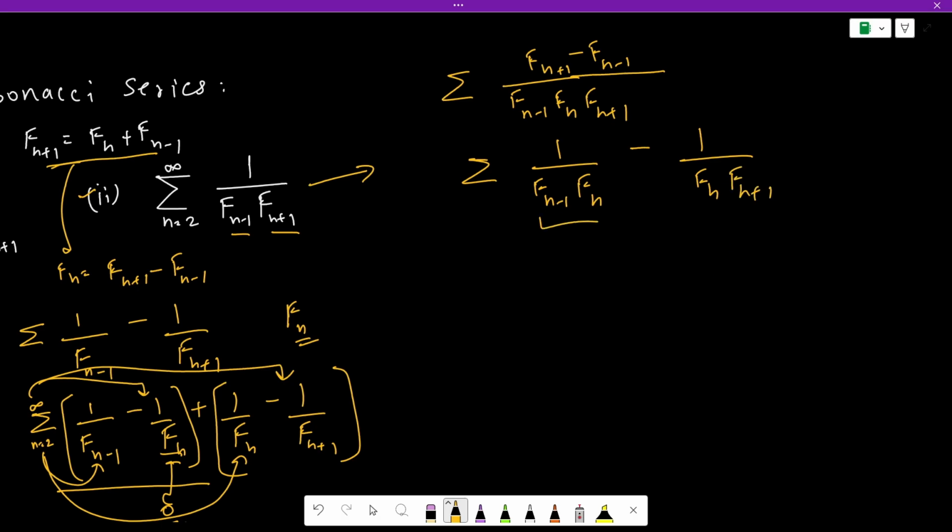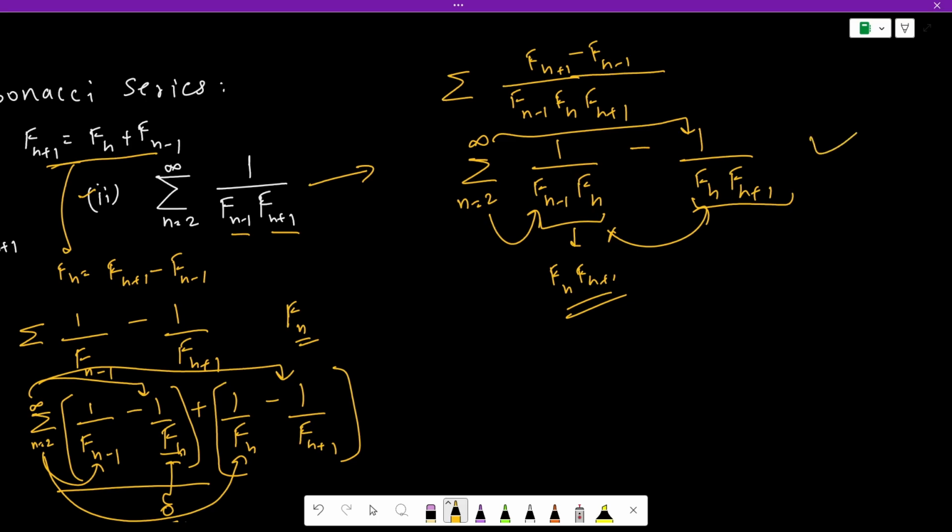Now here as you can see, if you put n plus 1 here, we will get Fn Fn plus 1. So these are consecutive terms, right? So we can just put the limits. Infinity goes here and 2 will go here. Now you can find the answer.